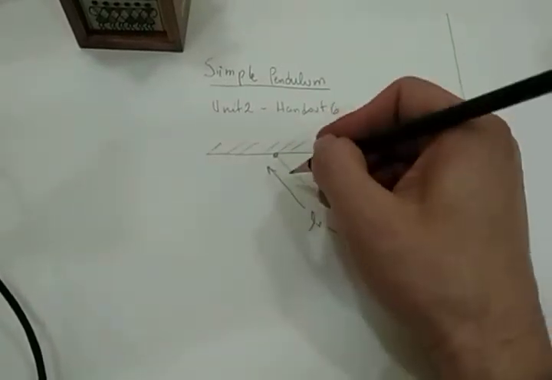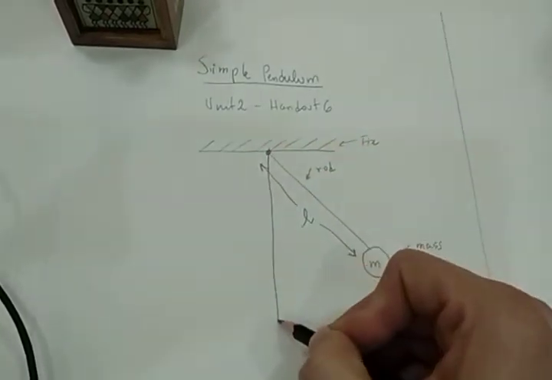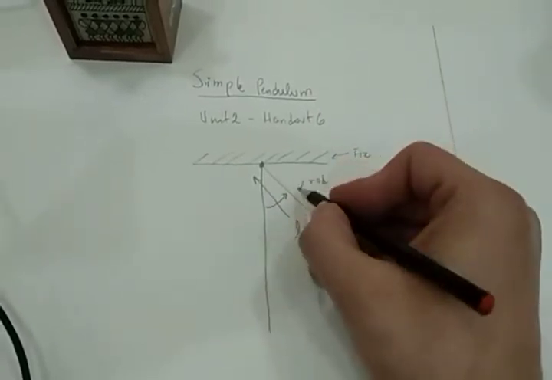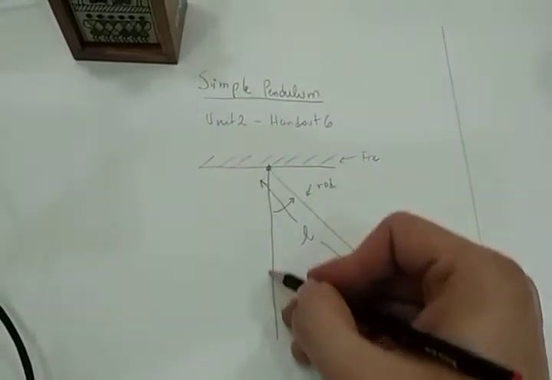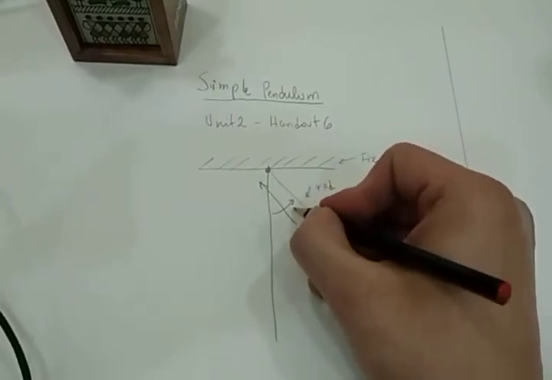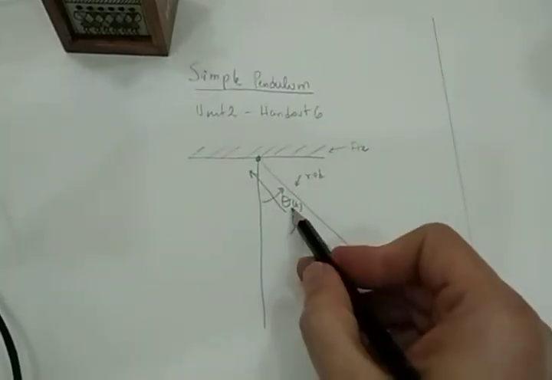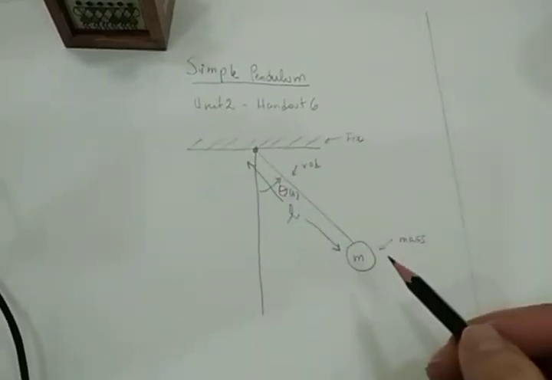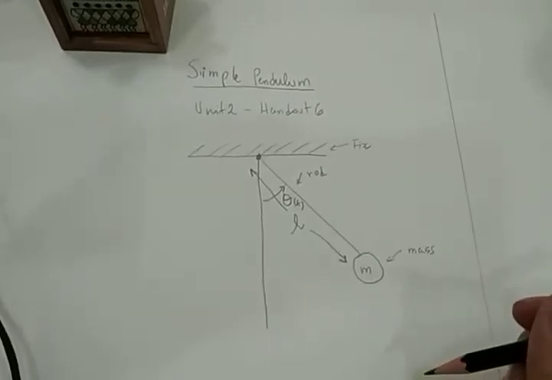Okay, then the important variable here for us would be this angle, the angle of the rod with respect to the vertical axis. I will assume that this angle is theta. This angle theta I will assume positive to the right, counterclockwise. Okay, so it's very simple.